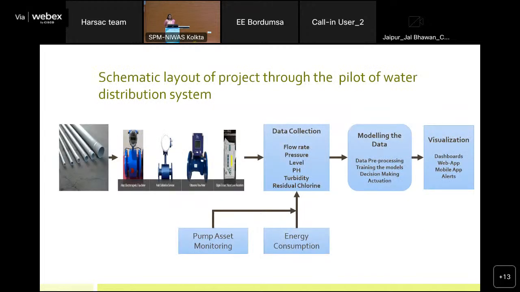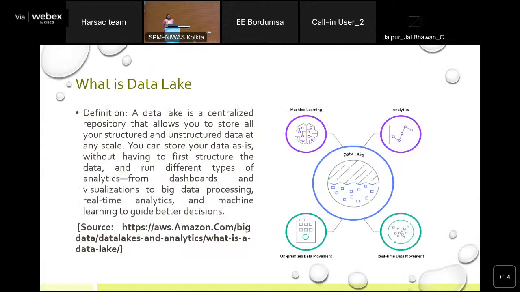So this is a systematic thing that has already been deployed in JJM. The pipes with the sensors, the data has been collected, the modeling of the data is yet to be done, and visualizing is already done with pump asset monitoring and energy consumption. What we suggest is to introduce the data lake.